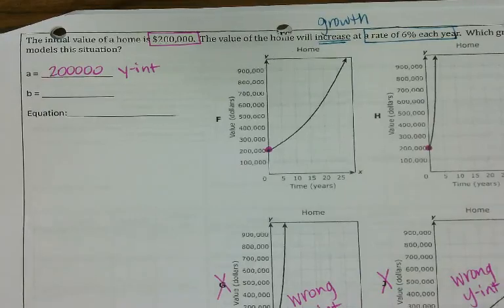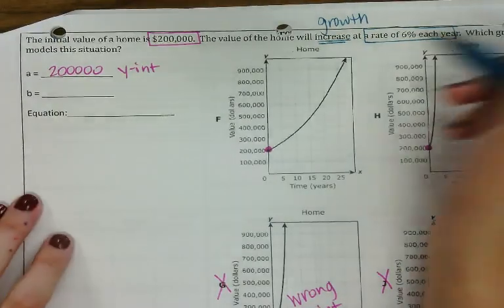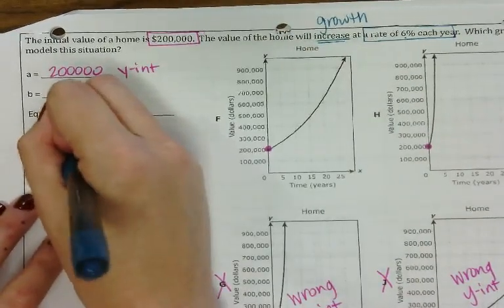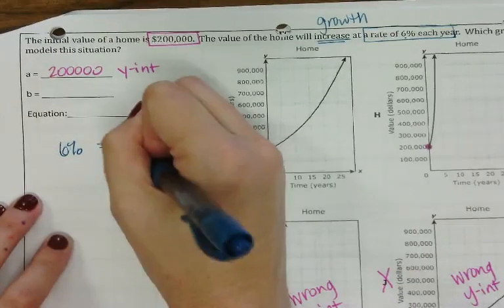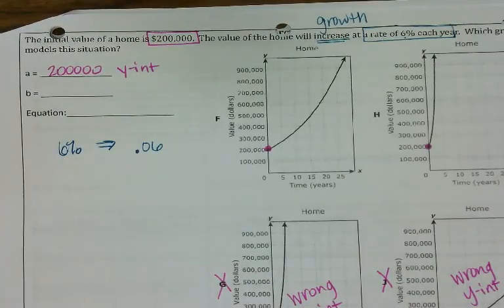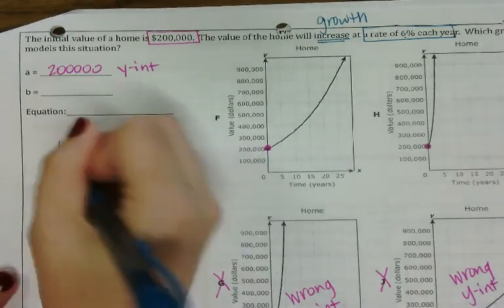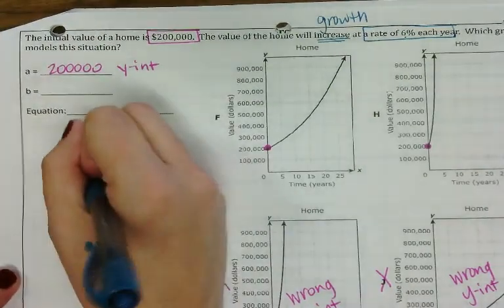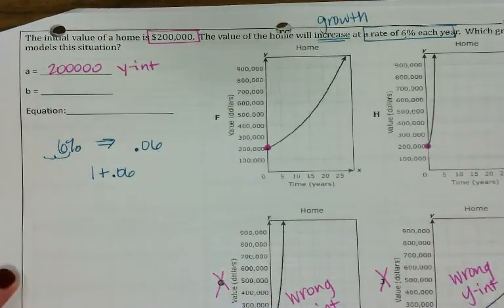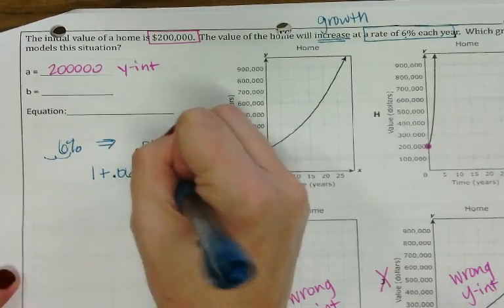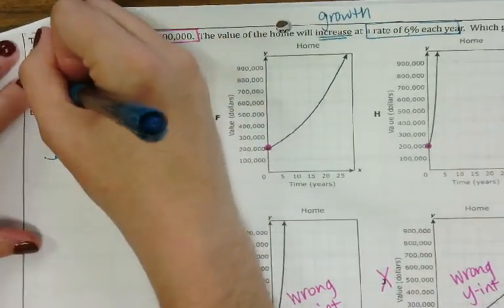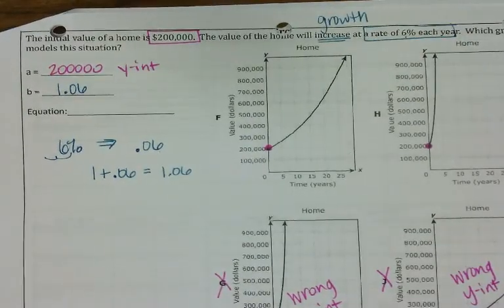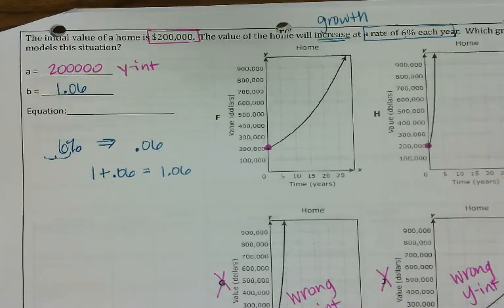And so now we have to think about our B value. Well, guys, if it is growing at 6%, that is really the same thing as 0.06. Are you guys comfortable with that? 6%. We're going to move our decimal point two places to the left, and we are at 0.06. So if it's growth, then we have to add the 0.06 to the 1 to get 1.06. So, guys, my B value is 1.06. You guys comfortable with that? Because we're adding it, it's greater than 1. Guys, if this was decay, we would have subtracted the 6%. But because it's growth, we're adding the 6%.